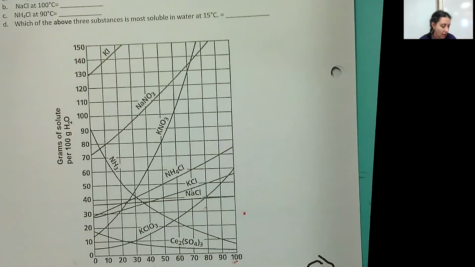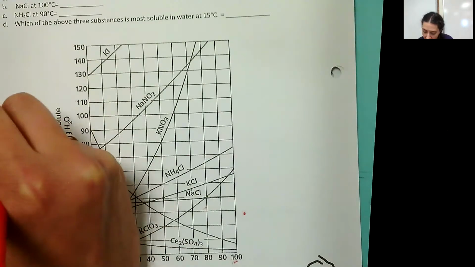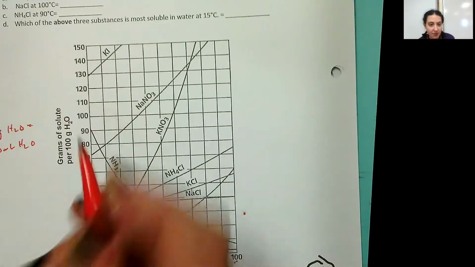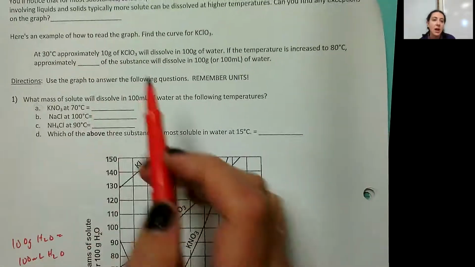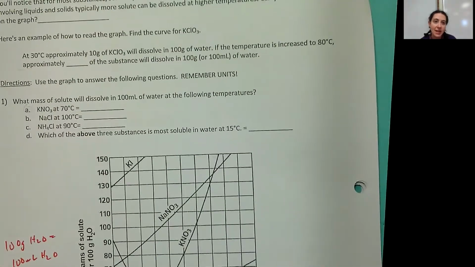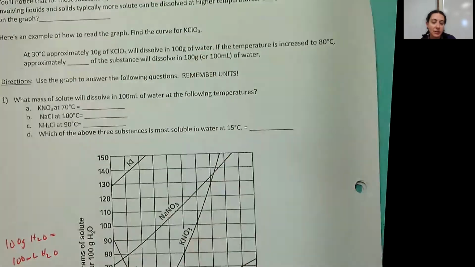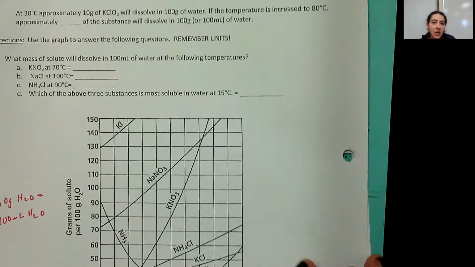Okay, a couple of notes. 100 grams of water is also 100 milliliters of water. I just saw something come up with that in one of these questions. So as you go through these questions, at 30 degrees Celsius, approximately 10 grams of potassium chlorate will dissolve in 100 grams of water. Let's see if that's true. Potassium chlorate, yep, that looks about right.